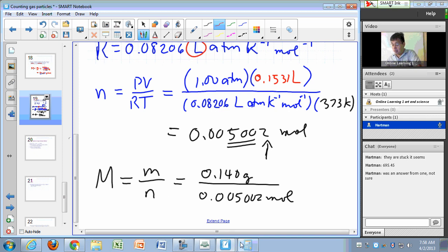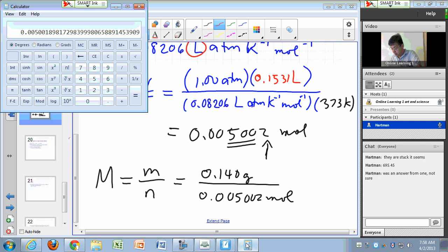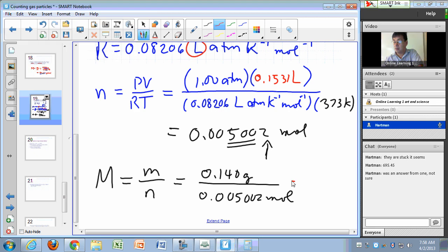And if you did that, I still have that number up there, so divide it by... oops, let me clear this one. Okay, so I have 0.140 divided by 0.005002. That gives me 27.98. And I need 3 sig figs, so that's going to be 28.0 grams per mole.